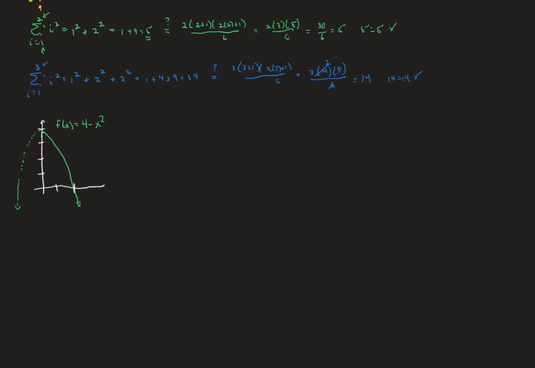So here we're looking at our function f of x equals 4 minus x squared. We're going to try to approximate the area under the curve between x equals 0 and x equals 2, and we're going to use Riemann sums. So first I want to talk a little bit about a left Riemann sum versus a right Riemann sum.